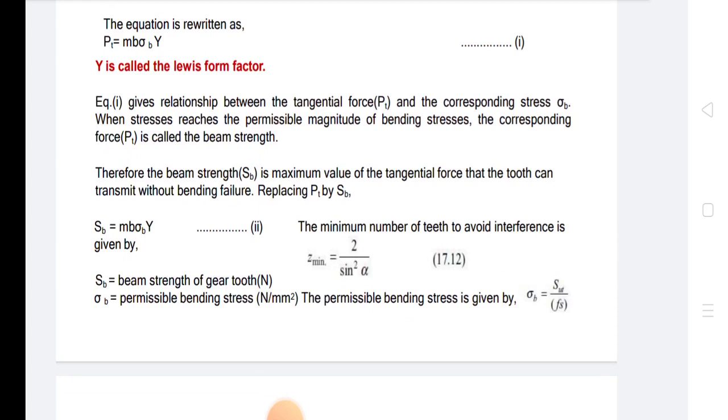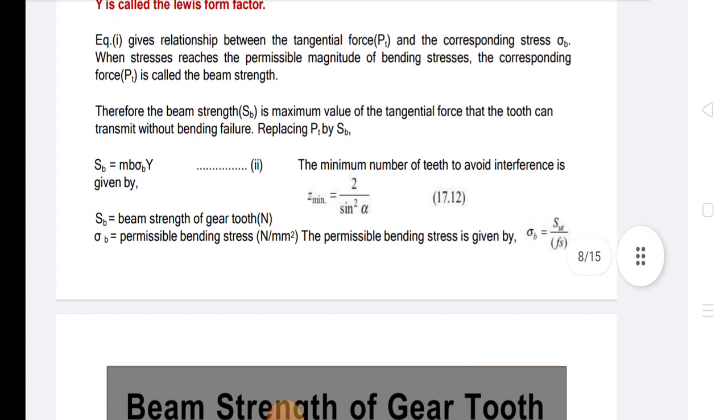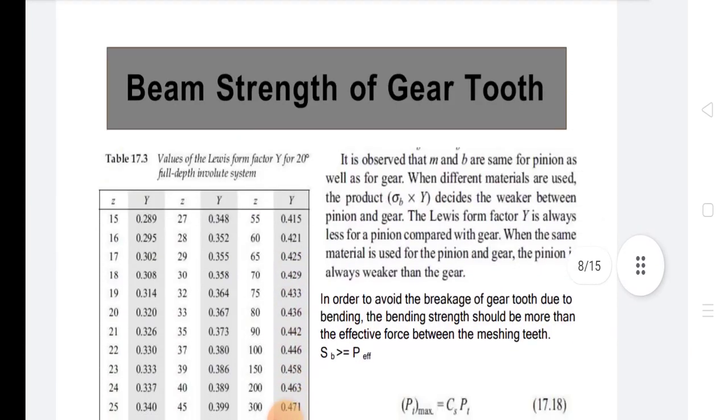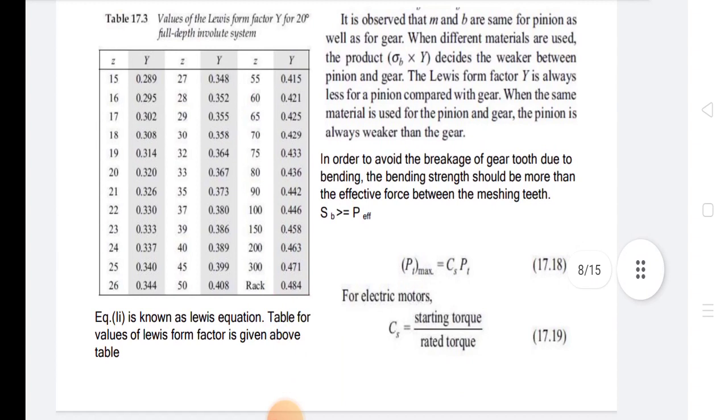Equation 1 gives the relationship between the tangential force and the corresponding stress sigma b. When stress reaches the permissible magnitude of bending stress, the corresponding force Pt is called the beam strength. Therefore, the beam strength Sb is the maximum value of the tangential force that the tooth can transmit without bending failure. Replacing Pt by Sb, Sb is equal to m b sigma b Y. This is the beam strength of gear tooth calculated by Pt max is equal to Cs Pt.